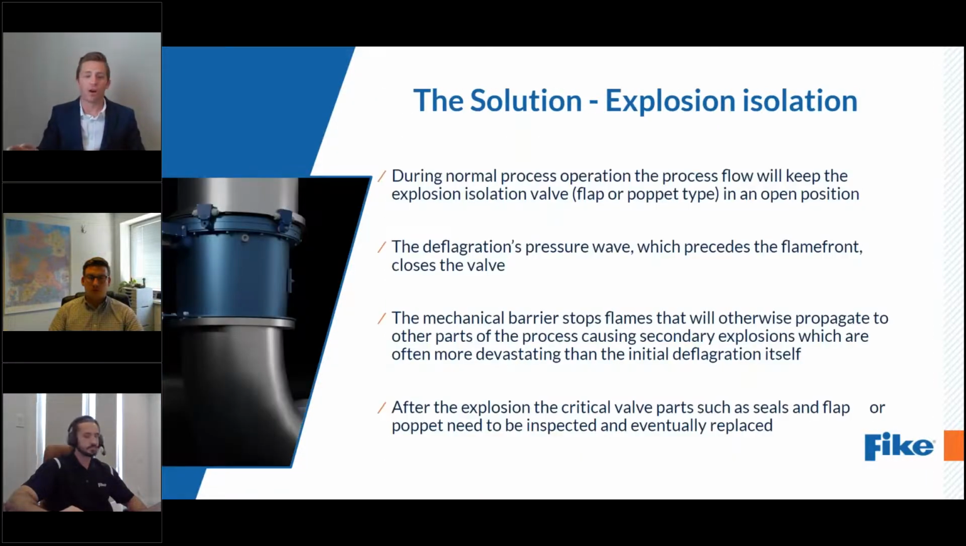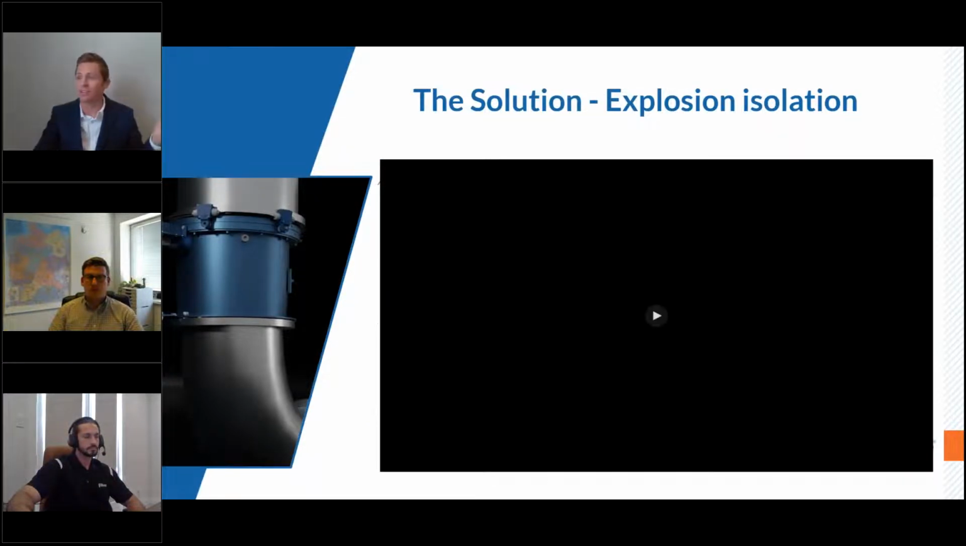So that's all for the deflagration side. That doesn't handle interconnected ducts. So the solution for interconnected ducts is a passive isolation device. Here's an example of our DFI. What it does is the deflagration pressure wave will slam a valve or gates or flaps shut, and it isolates the explosion from traveling further through the interconnected ducts to an unprotected vessel, let's say.